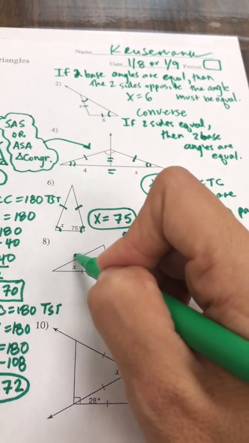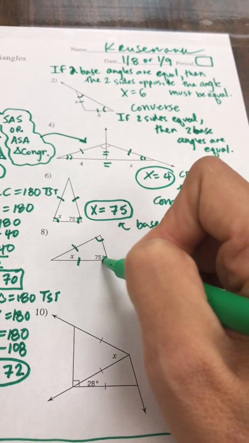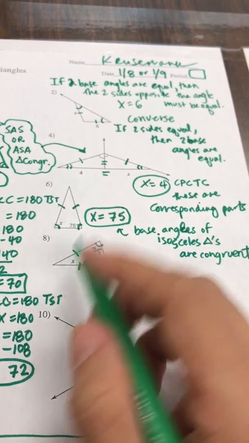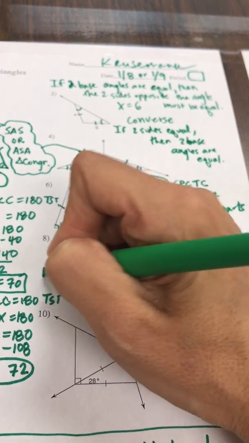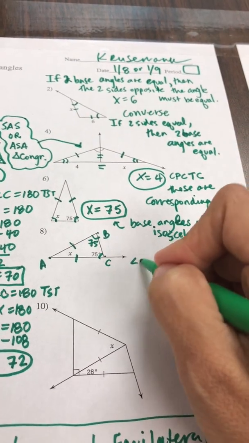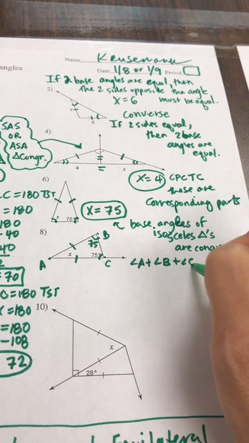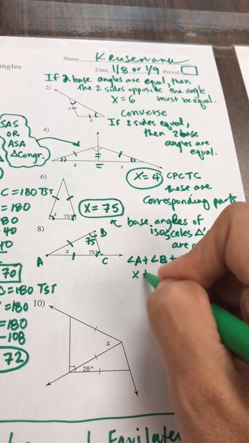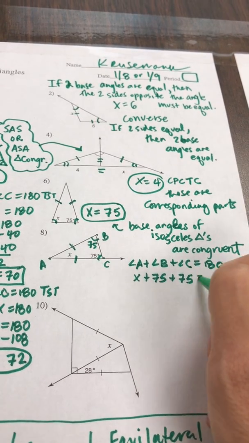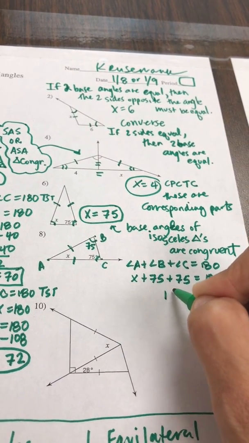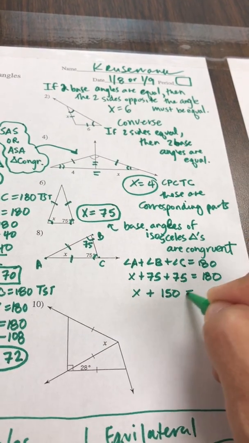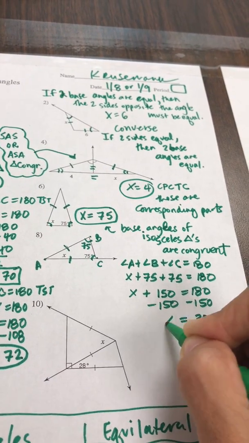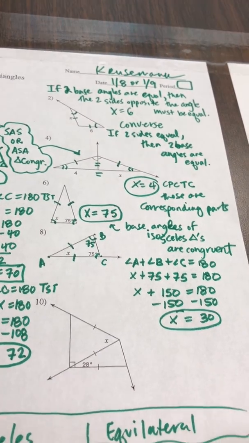8. Mark, mark, whoop, whoop, necklace, necklace. So if that's 75, that's 75. So now we can solve for x. So A, B, C. Angle A plus angle B plus angle C has to add up to 180. Angle A is x, B is 75, C is 75. There we go.